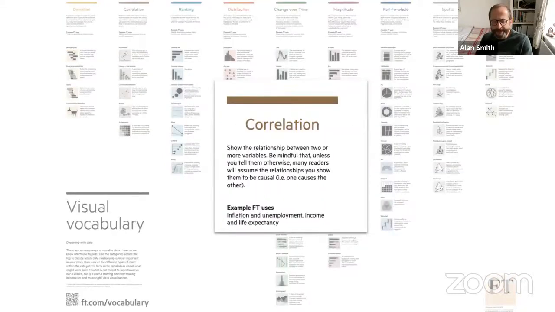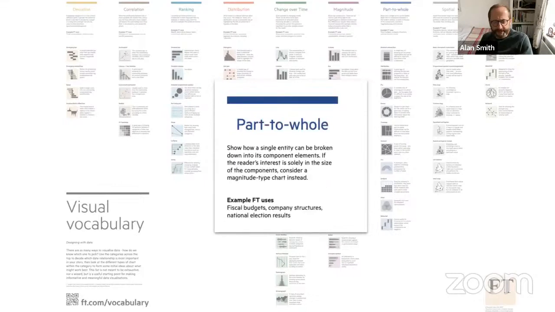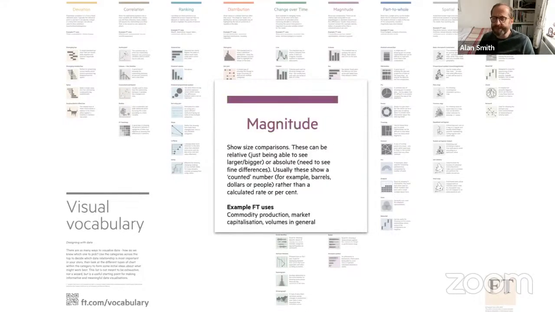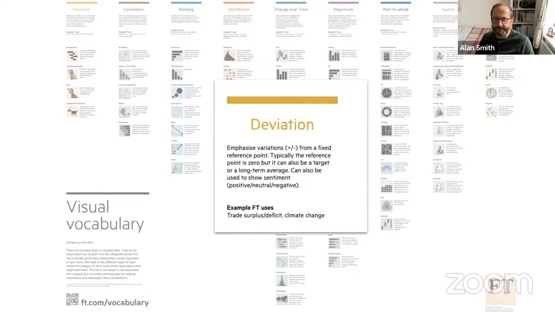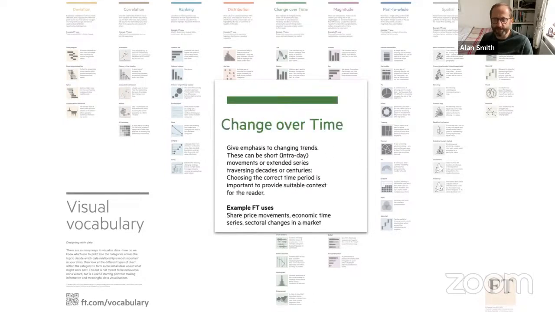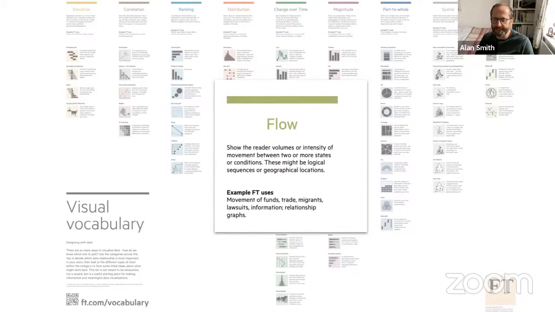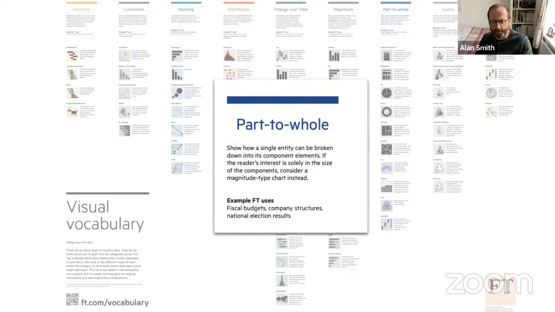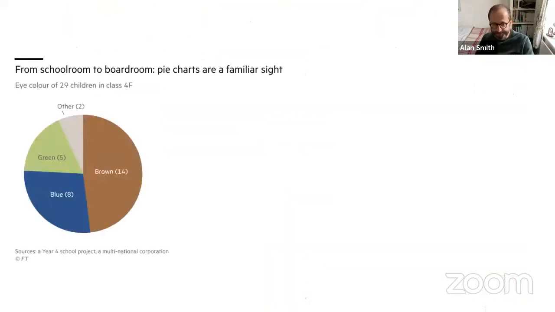So the first thing I would suggest you do with this poster is familiarize yourself with these terms, because these are the relationships in the data that, when you're making a chart, you're going to care about the reader seeing. And we're going to start off with part to whole, which, looking back in the history of Playfair, is why he invented the pie chart.